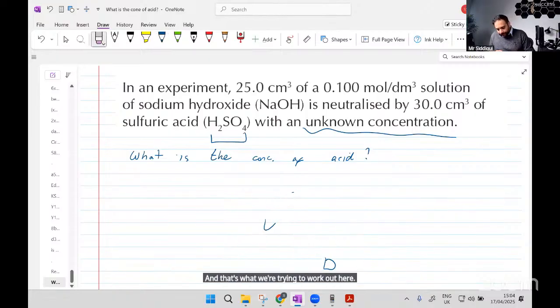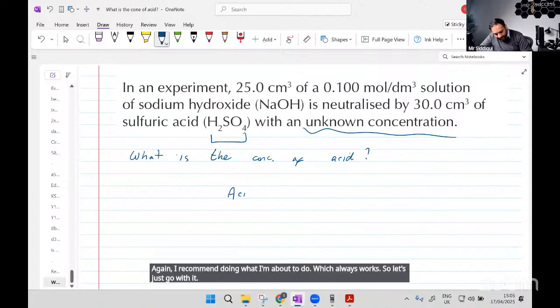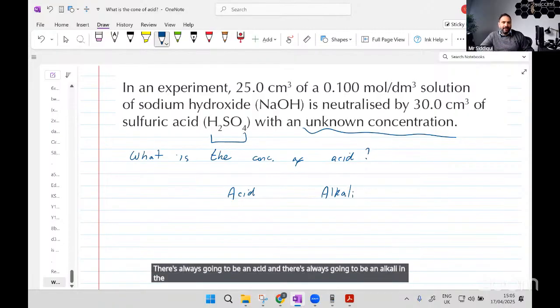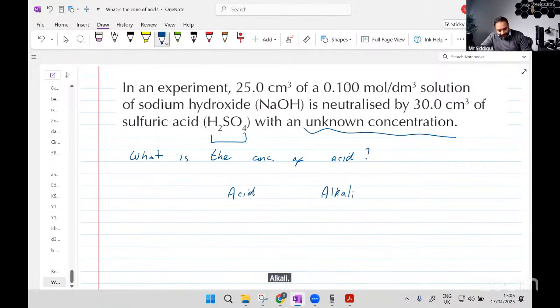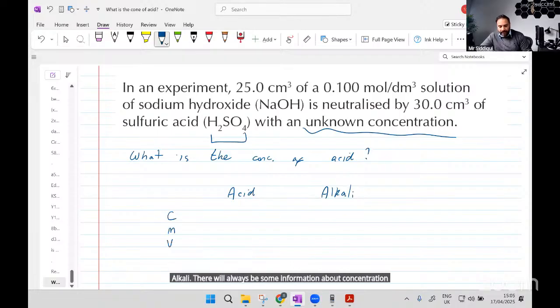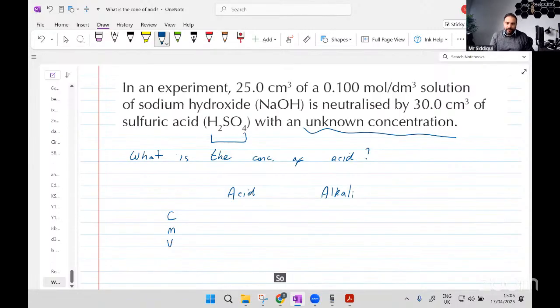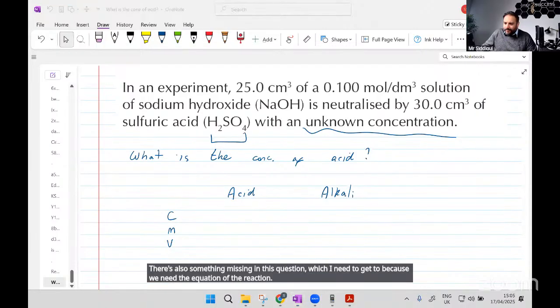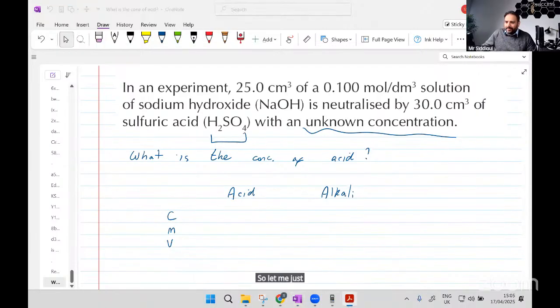So when I do these questions, again, I recommend doing what I'm about to do, which always works. So let's just go with it. There's always going to be an acid and there's always going to be an alkali in the question. So acid, alkali. There will always be some information about concentration, about mass, and about volume. So I like to write down CMV. We're going to make a little table and gradually fill it in. There's also something missing in this question, which I need to get to. So we need the equation of the reaction. So let me just get that first.